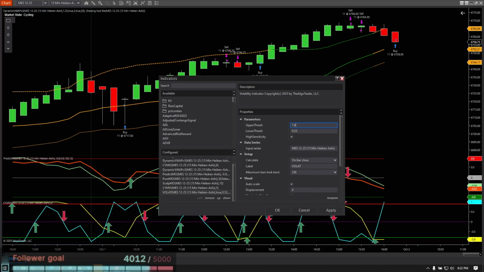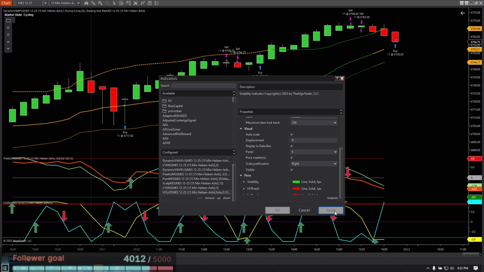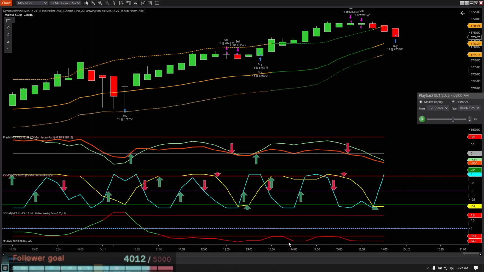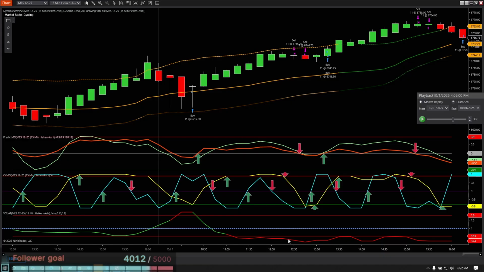Now, you've got 2 settings that you can choose. You can either go with a high sensitivity setting or a normal sensitivity, which doesn't make it as reactive as the high sensitivity setting. But here's how it looks, okay? Just so you guys could see. That is how this looks right here, okay? Now, the dashed line is something that I drew right there. This represents normal volatility at 1, okay?